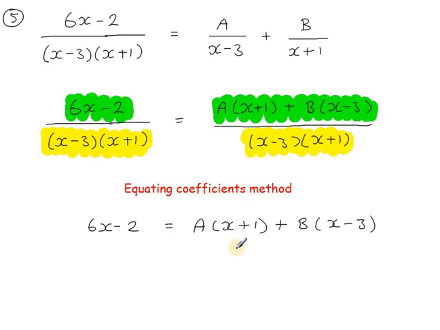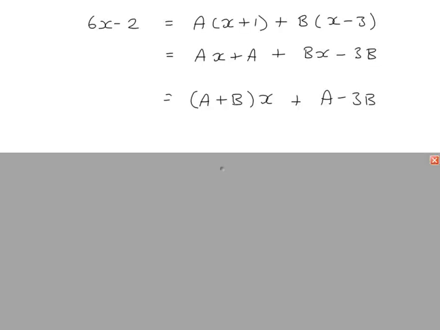But from here onwards what we're going to do is expand the brackets on the right hand side, so we've got ax plus a plus bx minus 3b, and then collect like terms. We have x terms here and here, and we have constants here.